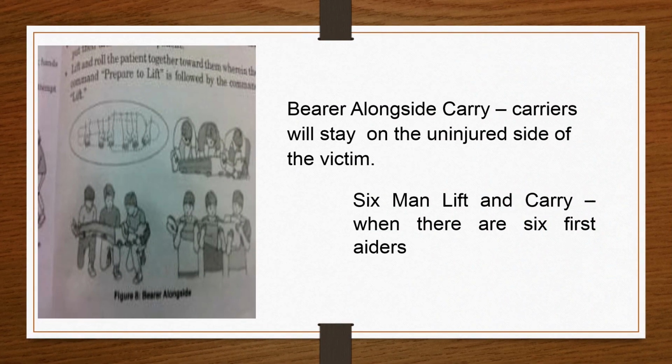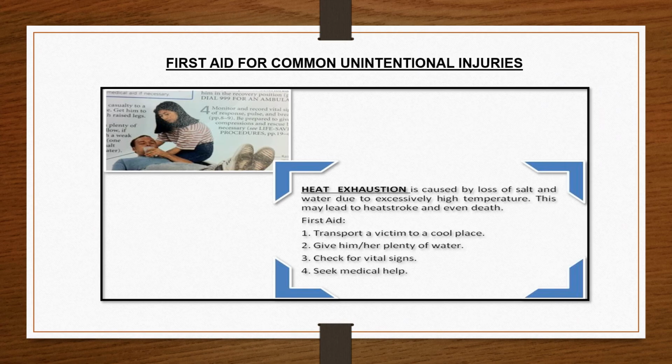Bearer alongside carry. Carriers will stay at the uninjured side of the victim. Six-man lift and carry, when there are six first aiders. First aid for common unintentional injuries.